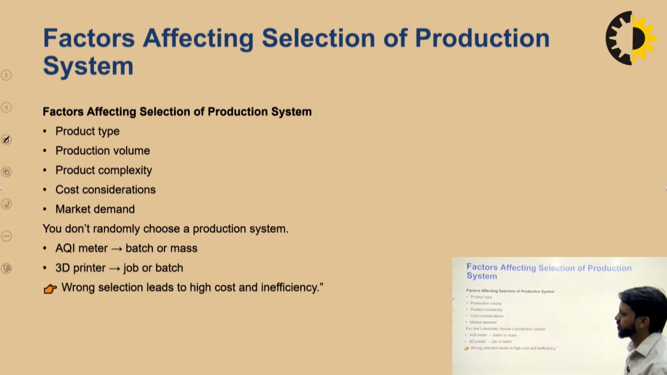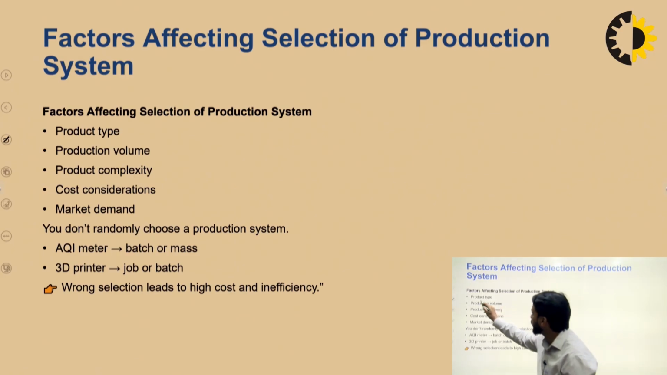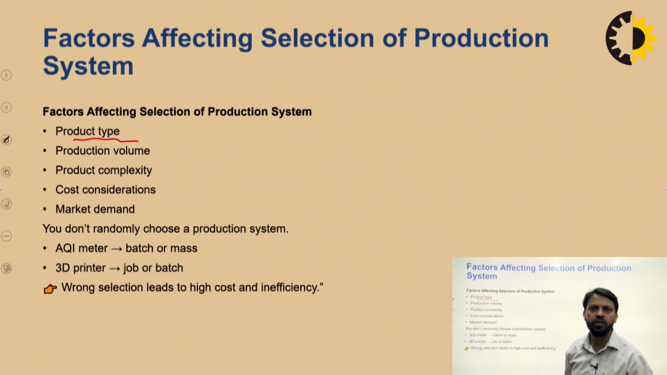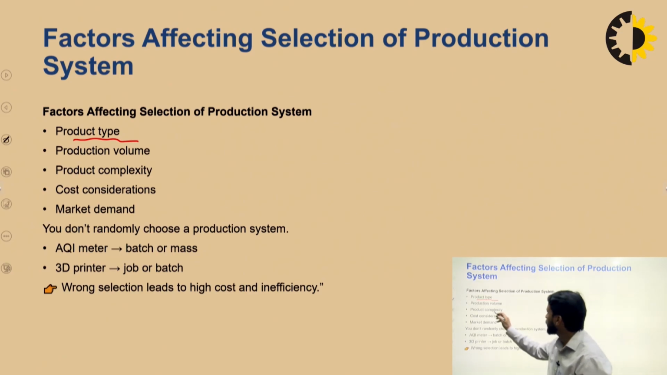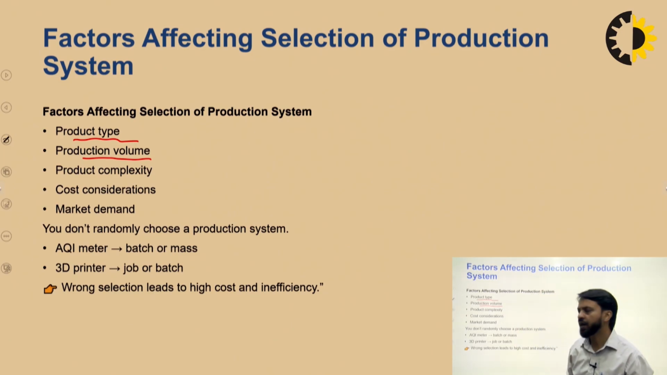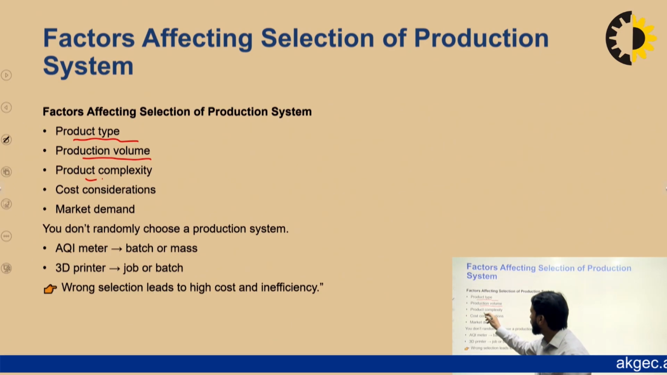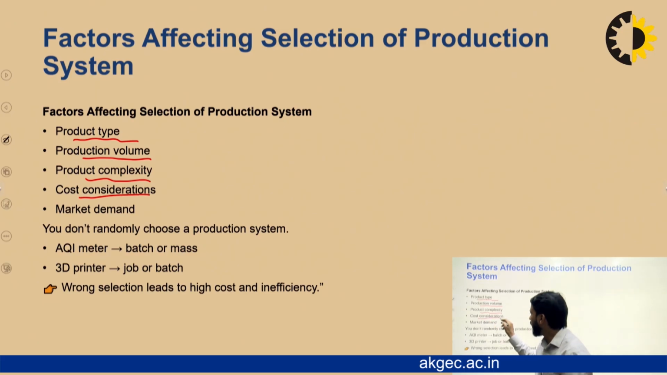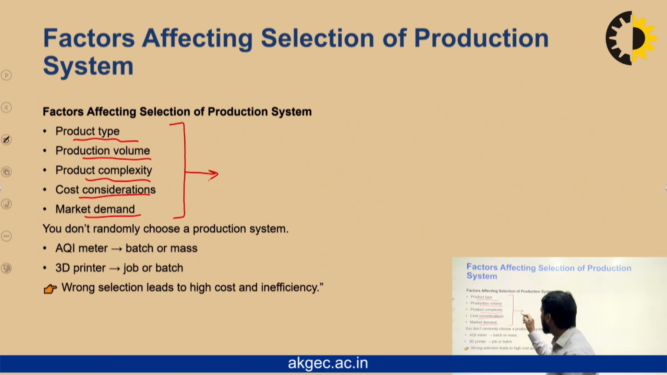What are the factors on which we select which kind of production system? First, you have to see what your product type is. In which domain you are working? What is the idea on which you are working? Volume, that means the quantity of it. कितना बनाने वाले हैं? What is the quantity of it? Product की complexity क्या है? What is the variety included in the product itself? Cost consideration and market demand. So all these parameters should be considered beforehand, before selecting a production system.